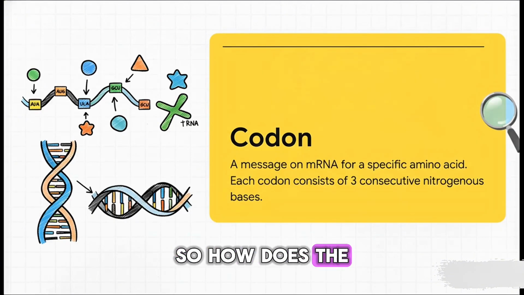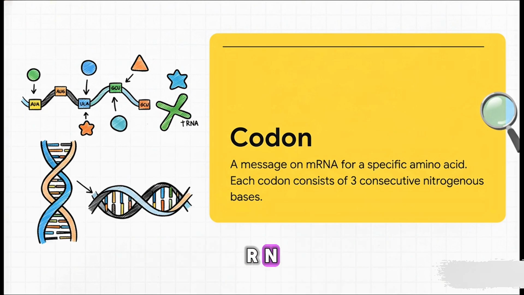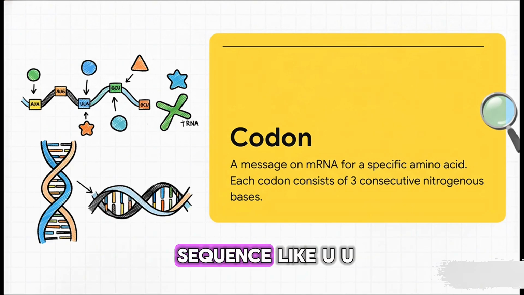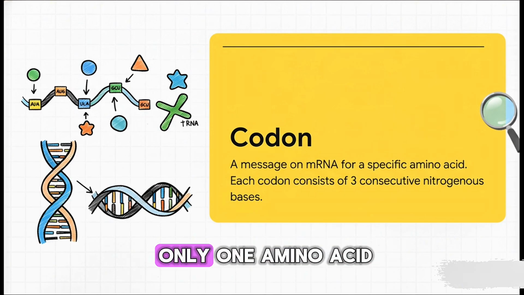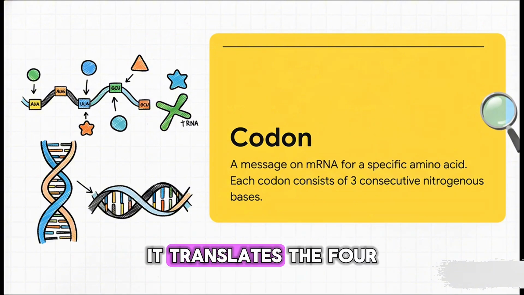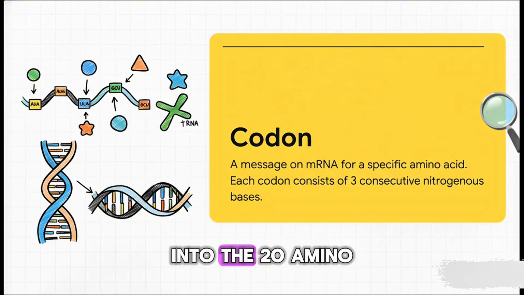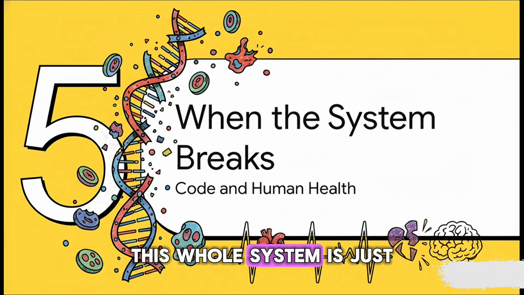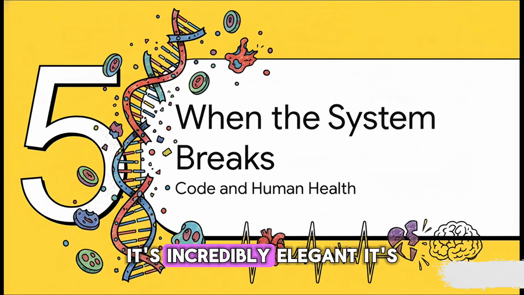So how does the truck driver, the tRNA, know which amino acid to grab? Simple. It reads the mRNA blueprint in 3-letter words. These words are called codons. Each little 3-letter sequence, like UUU or AUG, is a specific command for one and only one amino acid. This is literally the language of life. It translates the 4-letter alphabet of DNA into the 20 amino acid language that builds every protein in your body. This whole system is incredibly elegant.